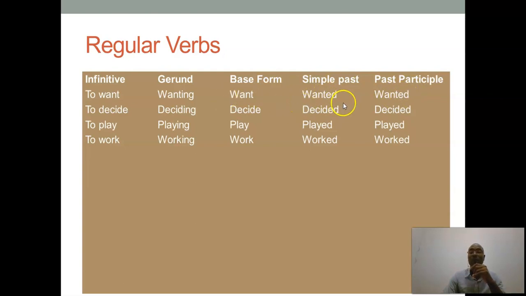So for all these verbs here, you'll notice that the simple past and the past participle are the same, and that's why we call them regular verbs. So if anybody asks you what is a regular verb, you'll simply tell them that a regular verb is a verb in English that ends in ed in both the simple past and the past participle. To decide, deciding is the gerund, decide the base form, decided the past participle, all right, and so forth.